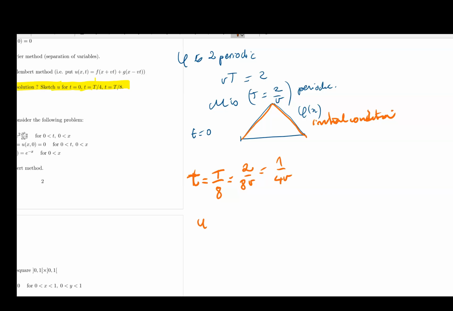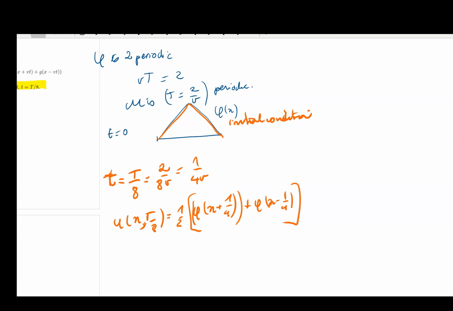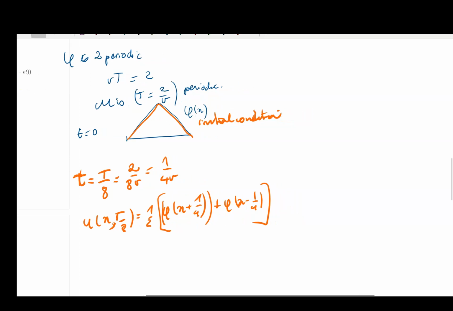According to the formula that I obtained, u of x, T over 8 is going to be given by 1/2 of phi of x plus v times 1 over 4v, so 1 over 4, plus phi of x minus 1 over 4. What do these functions look like?